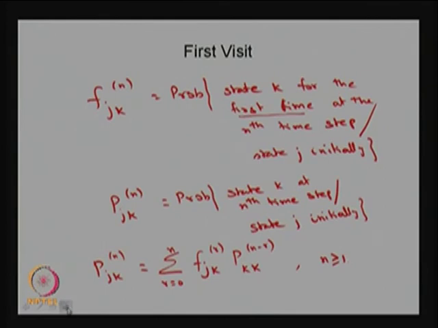Obviously, we can make out that p k k of 0 steps is going to be 1, and similarly f j k of 0 steps is also 0, and f j k of 1 step is nothing but p j k. The first time the system moves from the state j to k in one step is the same as the one step transition probability.